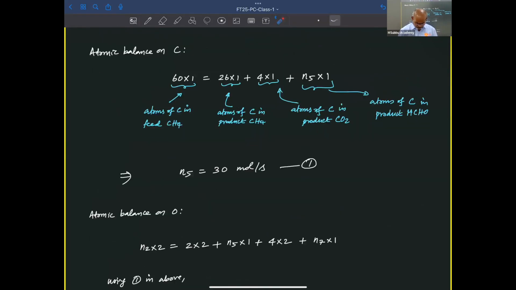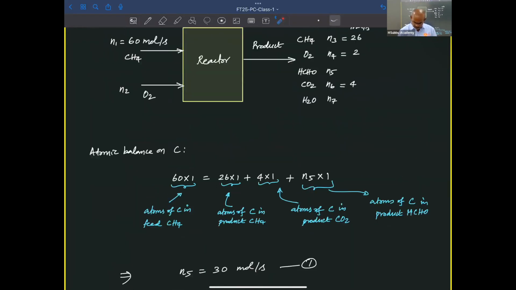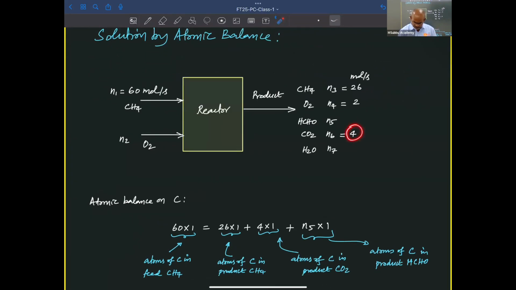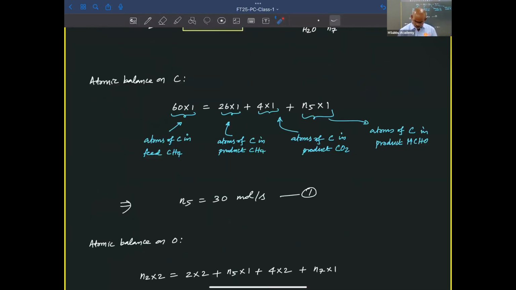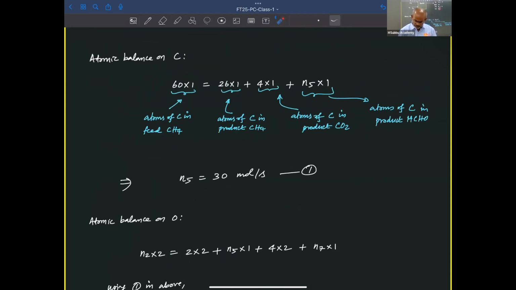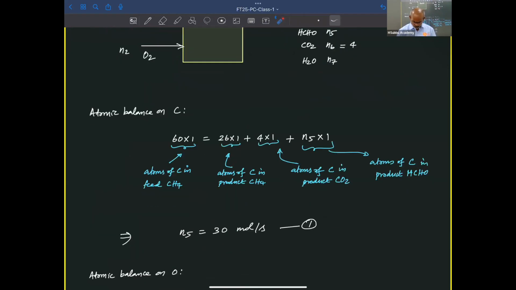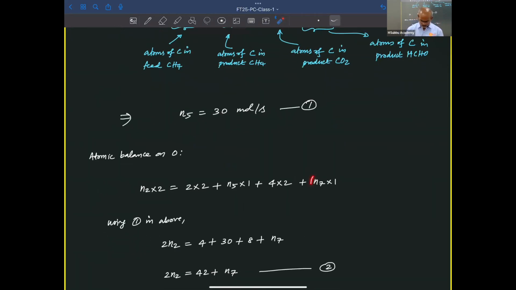So N5 into 1. And here this is N6. N6 is actually already 4 multiplied by 2. Okay, so 4 into 2. And here it is N7. N7 is having 1 O. So N7 into 1. So now we have too many variables.